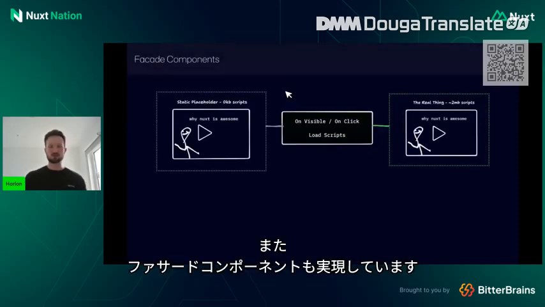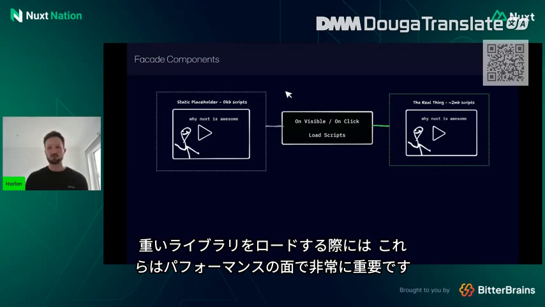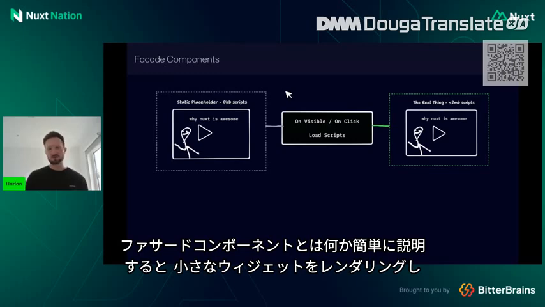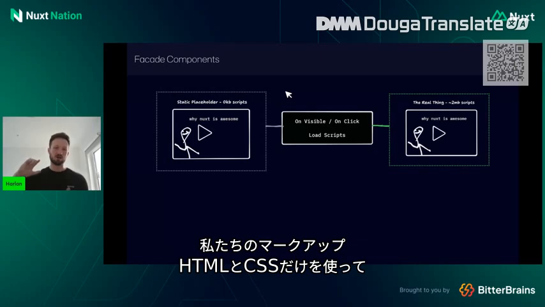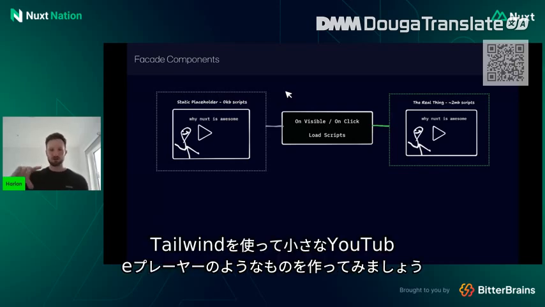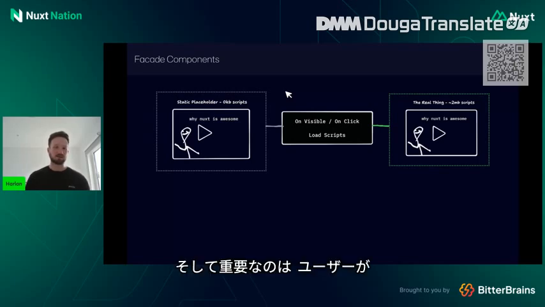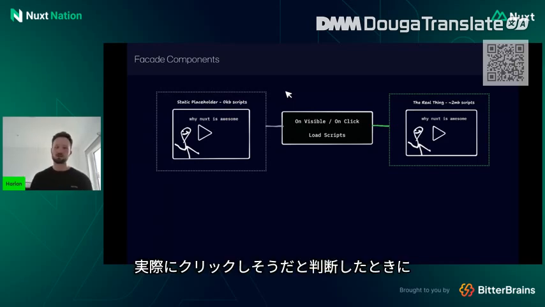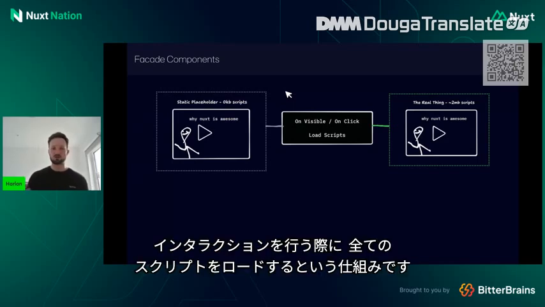We also ship facade components. These are very important for performance if you're loading in heavy libraries. And just quickly, what a facade component is: we're rendering a little widget just using our markup, our HTML and CSS, and we're going to make it look like the real thing. So we're going to try and make a little YouTube player with some Tailwind, something like that. And the trick is that when we have a good idea that the user is actually going to click in to interact with this, then we load in all the scripts.